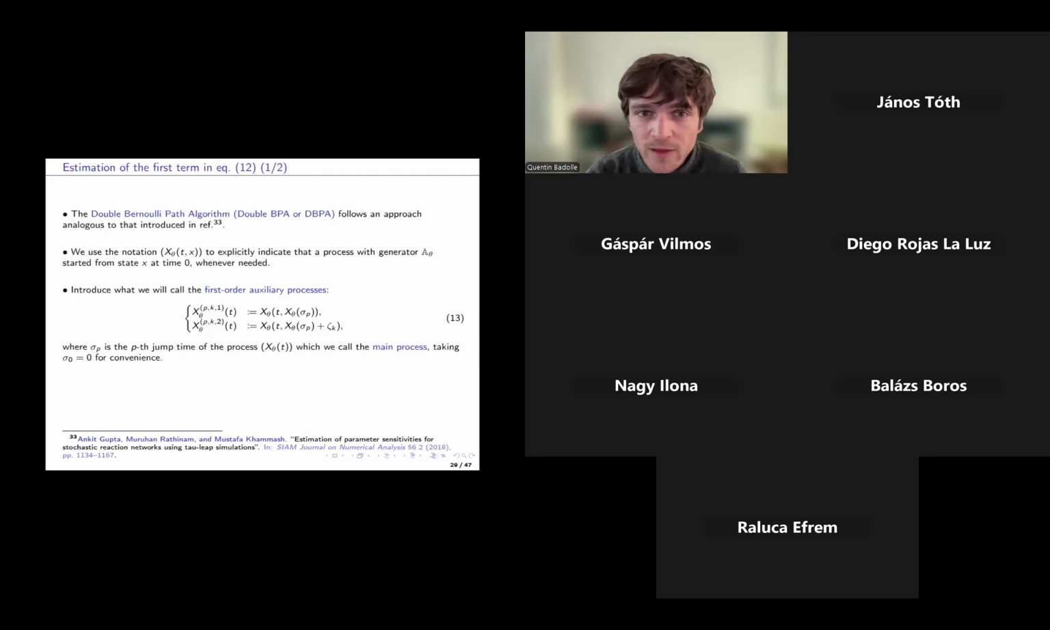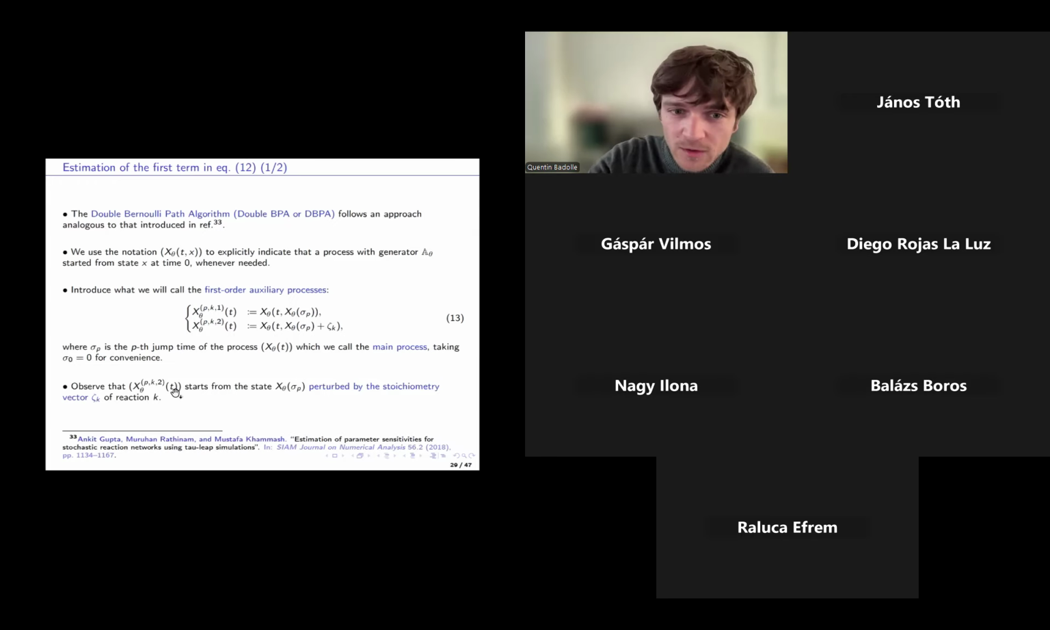So we now introduce what we will call first order auxiliary processes. Here I'm going to go step by step. We have pairs of first order auxiliary processes. The index p corresponds to the jump time of the process, which here is σ_p. k is used to refer to the reaction, which you see here through the stoichiometry vector ζ_k. And 1 and 2 refer to whether you have this stoichiometry vector added to the initial condition or not.